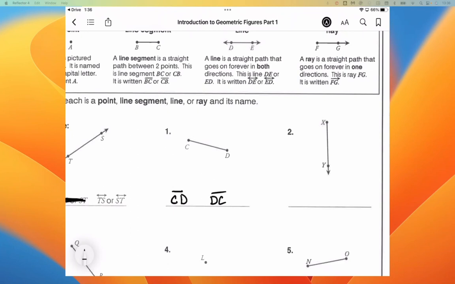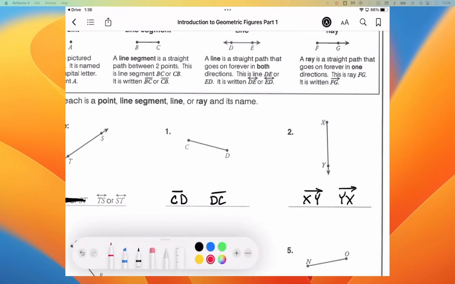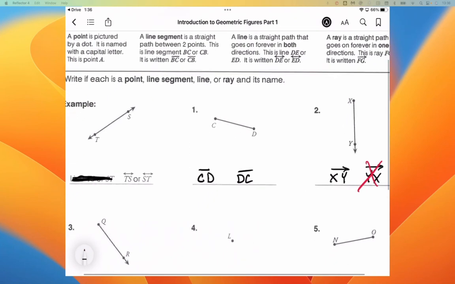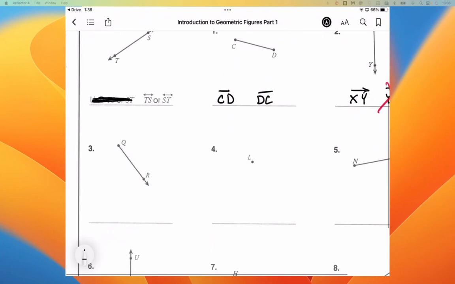It has to be read from the endpoint in the direction that it continues forever. So this is going to be ray XY with an arrow pointing toward Y, because that's the direction that the ray is traveling. We cannot name this ray YX. That is not acceptable, and we are not going to do that. Okay. Moving on to the next ray, we have ray QR. Again, it's a ray, so it only has one name.